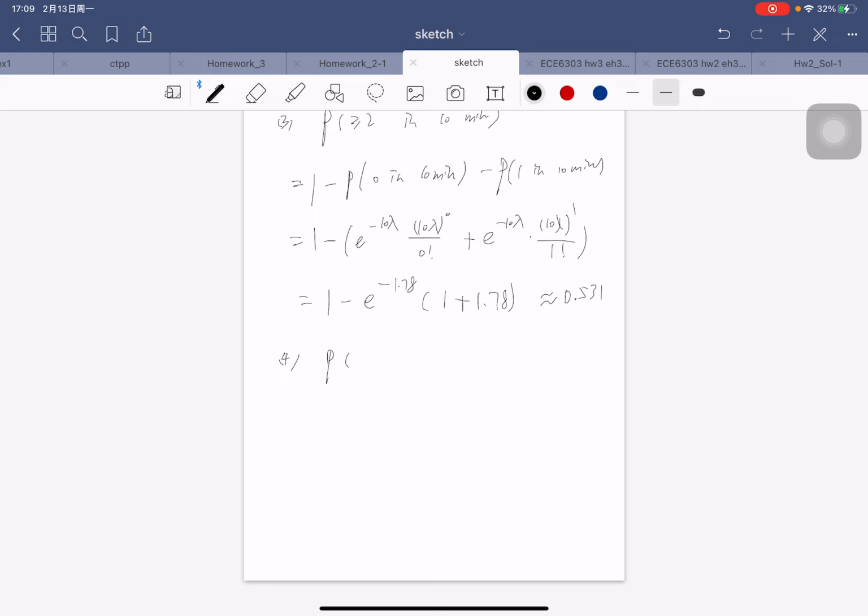And the last question is, exactly one customer arrives in 1 minute. So just use the formula, which is e to the power of minus lambda, and lambda to the power of 1 divided by 1 factorial, and it is lambda e to the power of minus lambda, which is approximately 0.149.